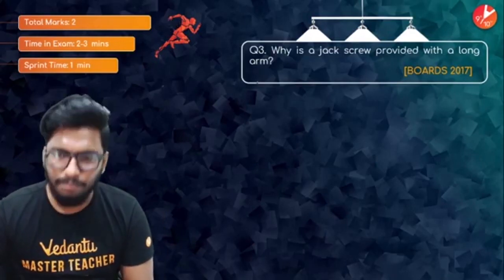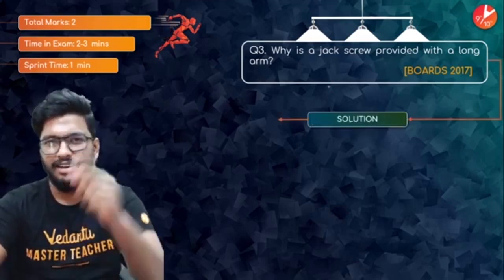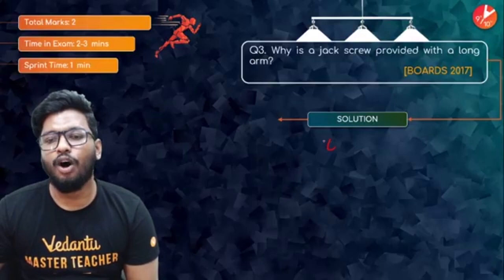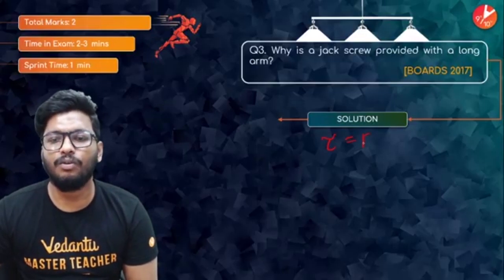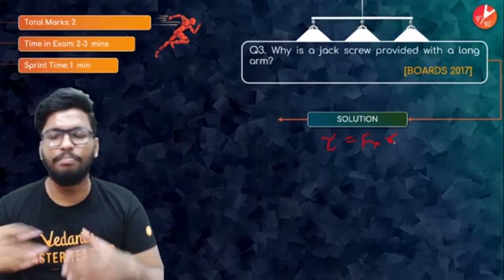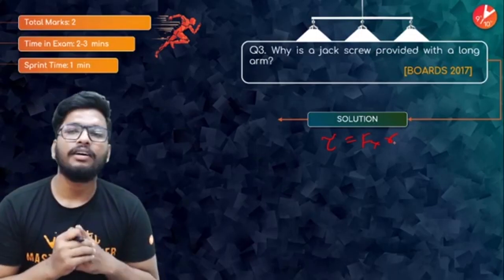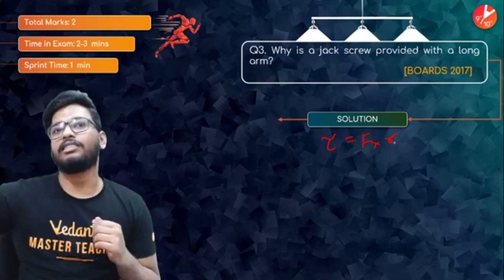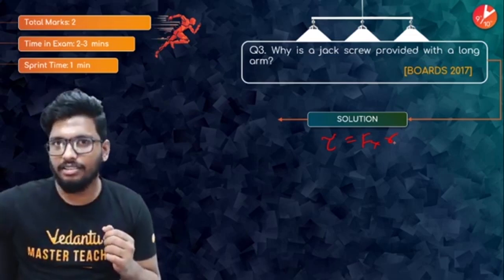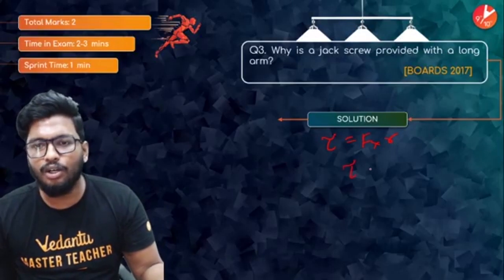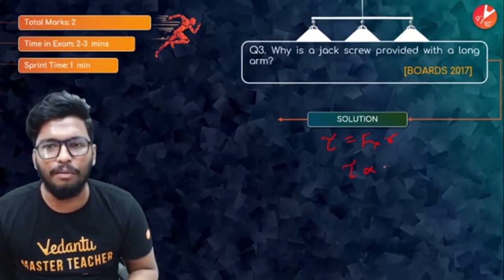Why? Because people, you know the answer. Let me know what is the answer in the chat box right now, because you know the formula, guys. Torque is equal to force into the distance, the perpendicular distance. You can take it as d or r, it's totally up to you. Now the greater the distance, the more would be the turning effect. It's directly proportional, basically the torque is directly proportional to r.